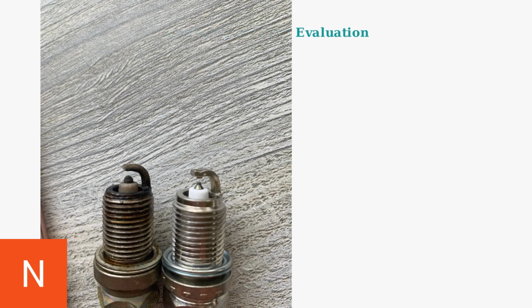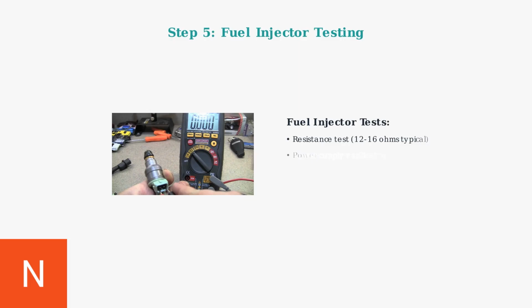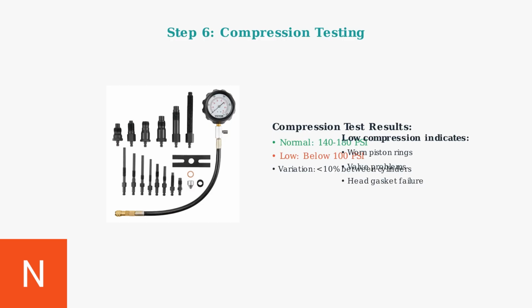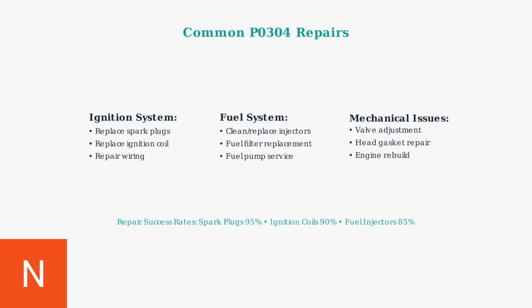Examine the spark plug from cylinder 4 carefully. Check the gap measurement and look for signs of wear, fouling, or damage that indicate replacement is needed. If ignition components check out, test the fuel injector for cylinder 4. Use a multimeter to check resistance and ensure proper electrical operation. For persistent misfires, perform a compression test to check for mechanical issues like worn piston rings, valves, or head gasket problems in cylinder 4. Based on your diagnosis, common repairs for P0304 include replacing spark plugs or ignition coils, cleaning fuel injectors, and fixing vacuum leaks.